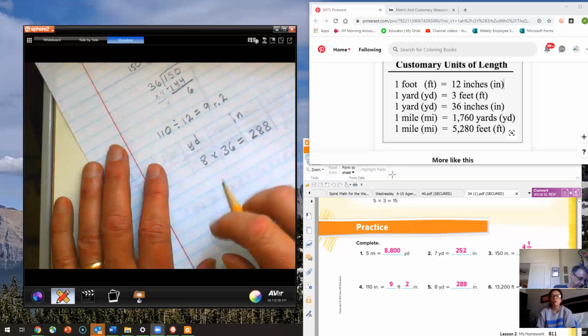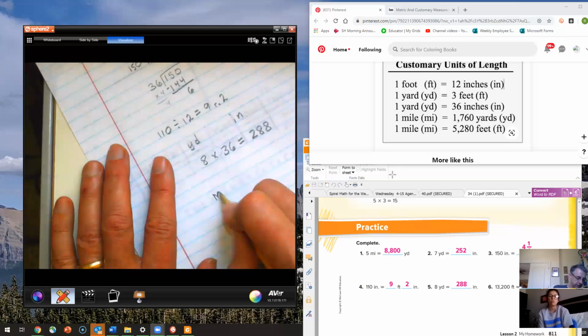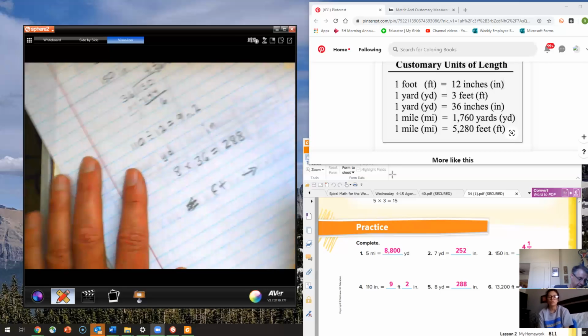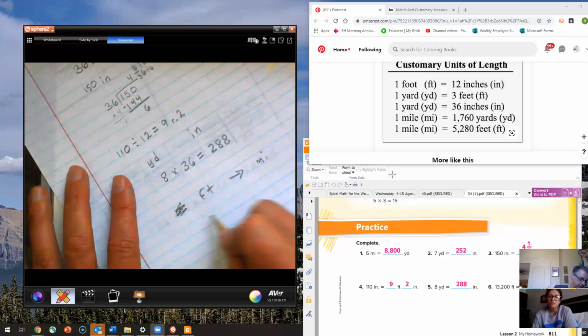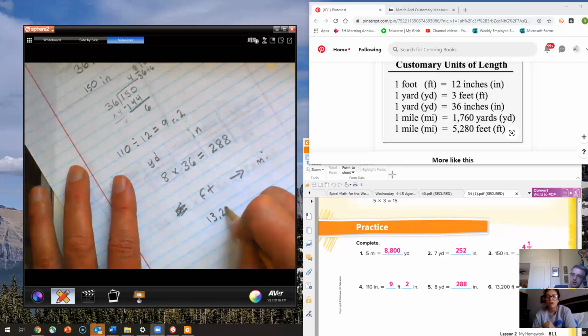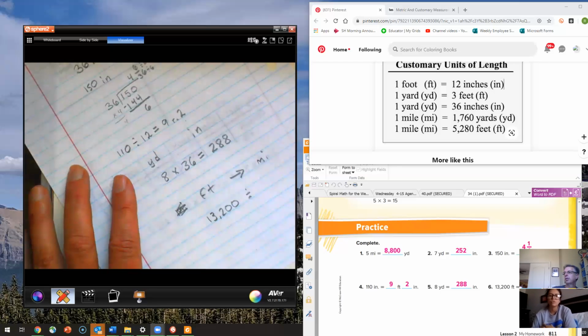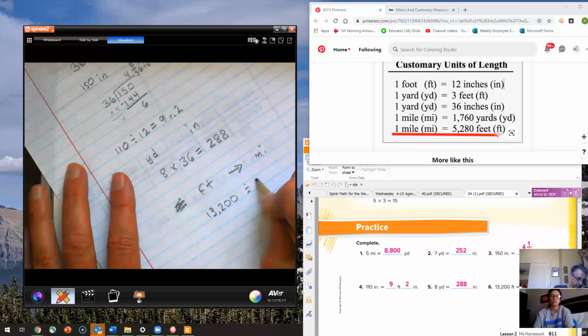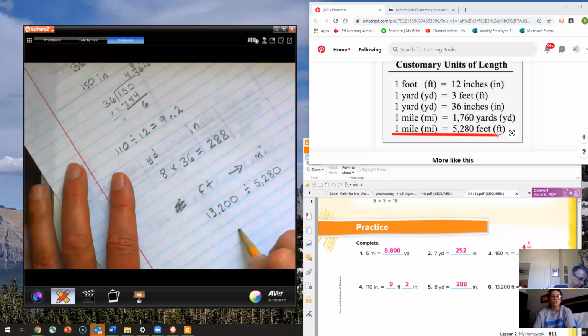And since you're going from a small unit of measurement to a bigger unit of measurement, you want to divide. So you are going to divide your 13,200 feet, and you're going to be using the very bottom one on our chart. It says 1 mile equals 5,280 feet. So you're going to divide your 13,200 by 5,280. Once you divided that out, you should have gotten 2.5. So he's going to go ahead and show you guys that. Divide it out.